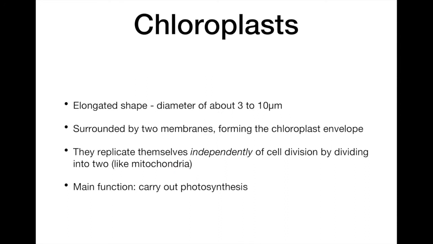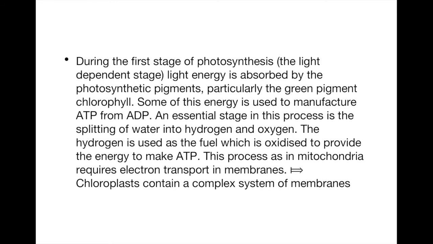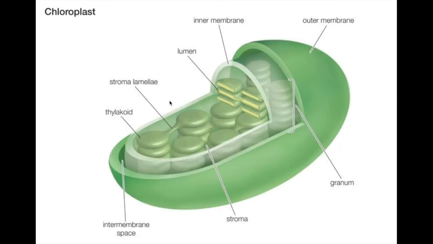Now let's talk about chloroplasts. The structure of the chloroplast, as seen with the electron microscope, is visible in the figures here. Chloroplasts have an elongated shape and a diameter of about 3 to 10 micrometers. Do you remember the diameter for mitochondria? It is only 1 micrometer, while the chloroplast is 3 to 10.